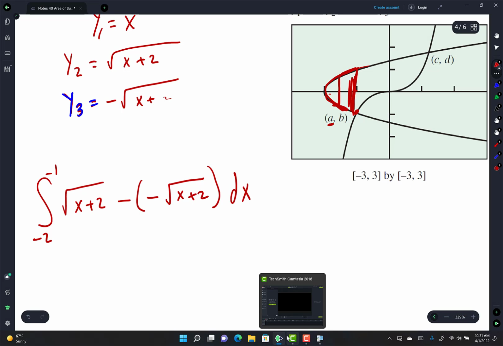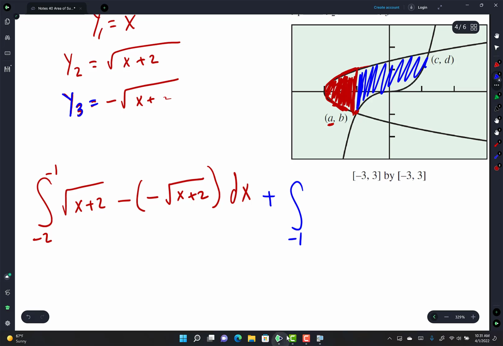That is only covering this here in red. So there's my color coding. Now I want to get this here in blue. So I'm going to go plus integral from what to what? -1. Well, let me get this out of the way here. There we go. -1 all the way. What was my to what value? C. That's stored in the calculator.